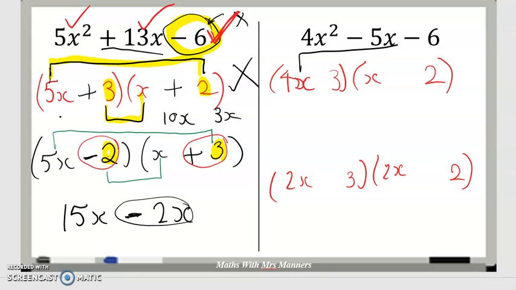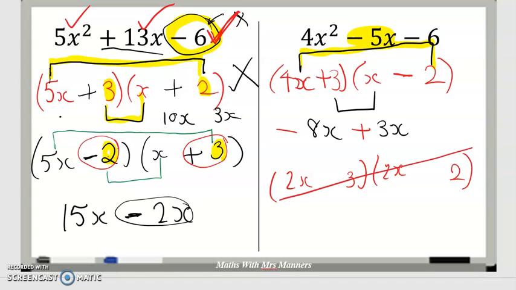So I'm going to do my outsides and I'll do my insides. So 4 2's will give me 8x, and 3x times x will give me 3x. That's looking good already. If I want to get minus 5x, which I do, I will need a minus 8 and I'll need a plus 3. And the 8 comes from this term here. So that means I'm going to put a minus with my 8 and a plus with my 3. And there is no need to look at this possibility now.